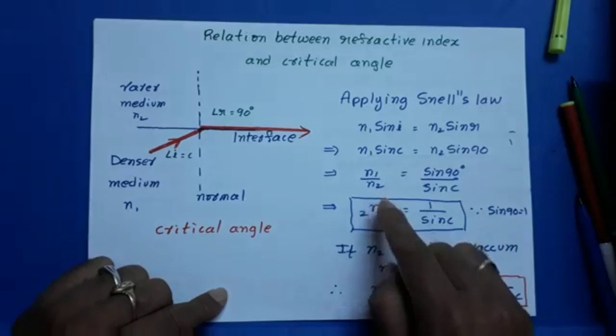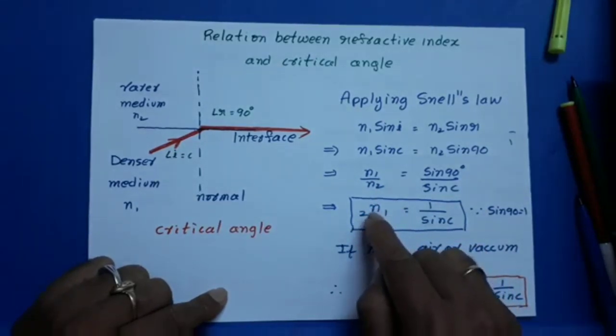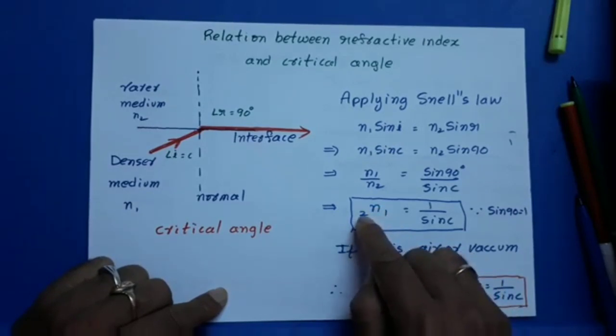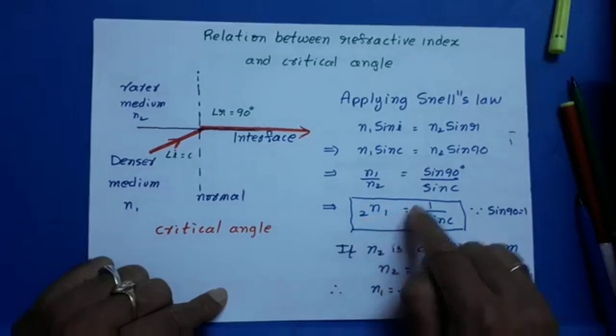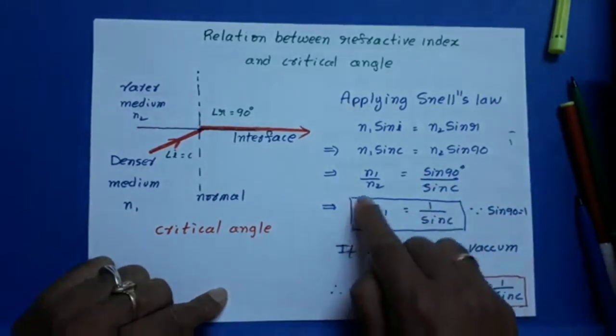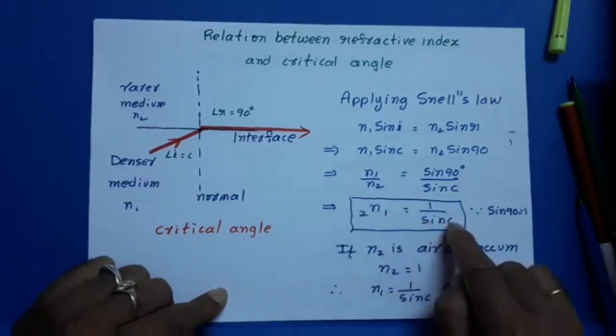N1 by N2 means N12. How can you read it? Refractive index of the first medium relative to the second medium. Okay, it is equal to sin 90, which is nothing but 1. So 1 by sin C. This is the relation between refractive index and critical angle.